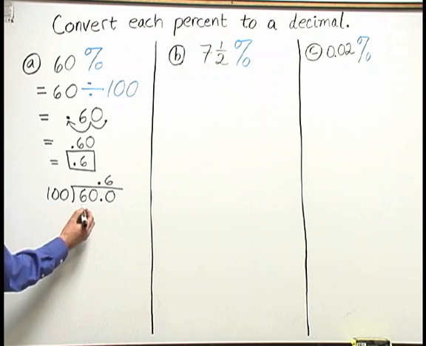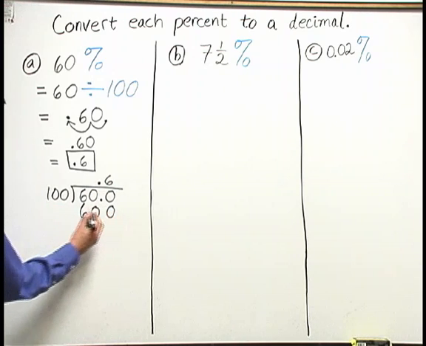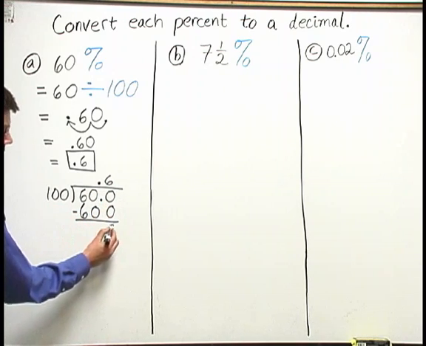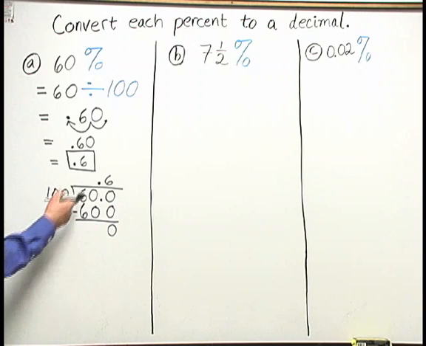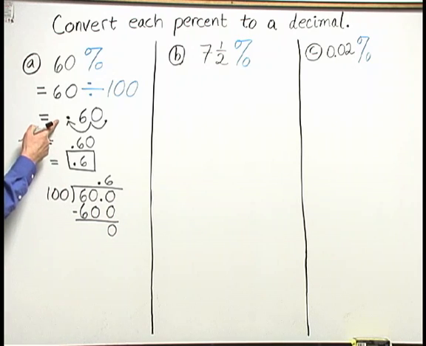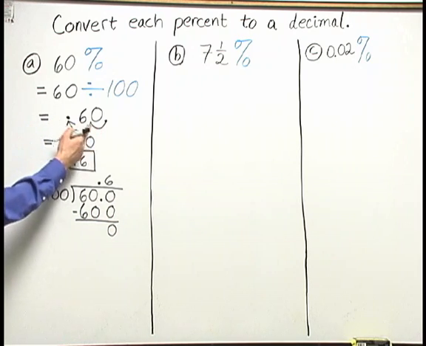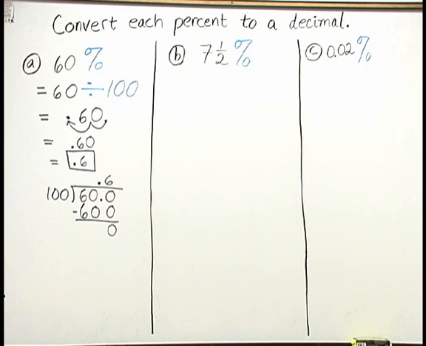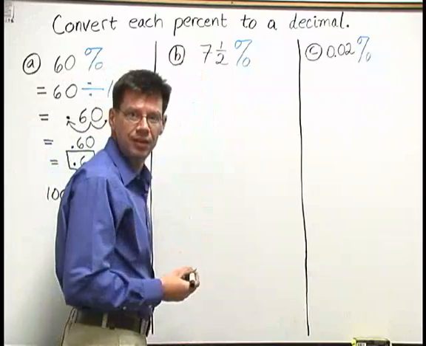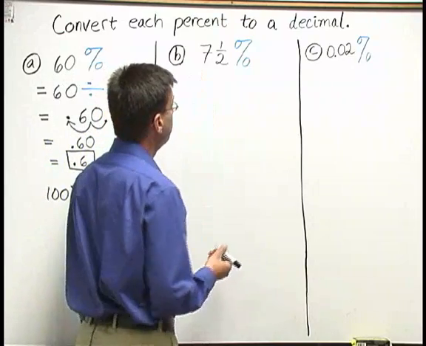I write 6 above, just to the right of the decimal point. 6 times 100 is 600. 600 minus 600 is 0. And there I have my answer, 0.6. So either use the shortcut to divide by 100, which amounts to moving the decimal point 2 places to the left, or go through the long division process if you're not sure. In either case, you get 0.6 for our decimal answer here. Now let's go ahead and do another problem. Let's do B, where we convert 7.5% to a decimal.